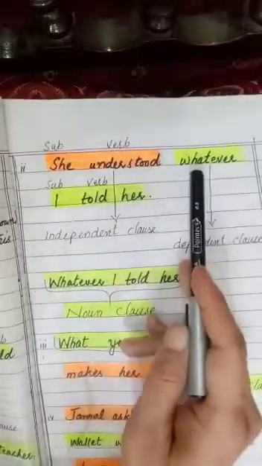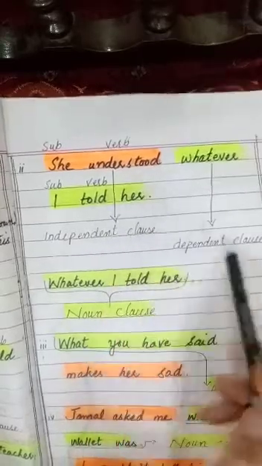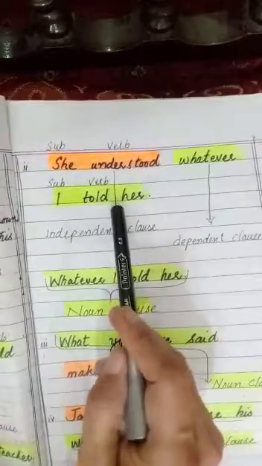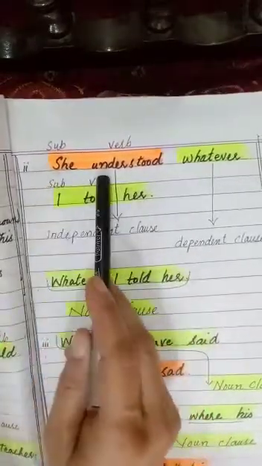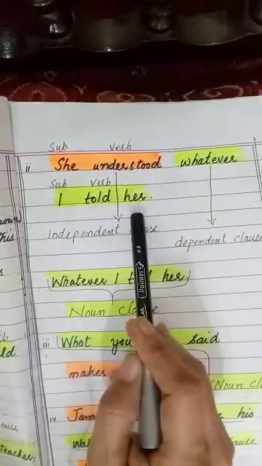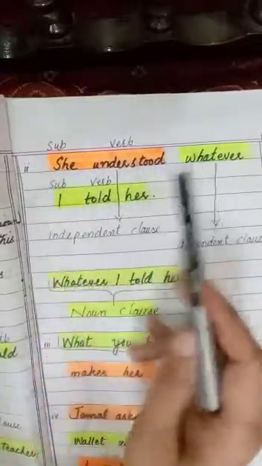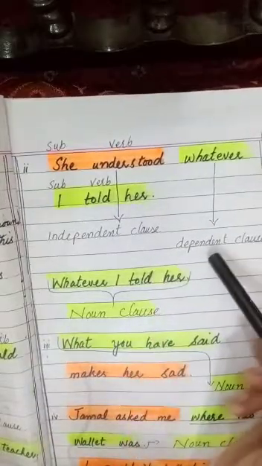Okay, dependent because starting with conjunction and does not clear the complete idea and thought. That's why this is dependent clause. This dependent clause is called noun clause because this is the reply of what. If I say, what did she understand? She understood whatever I told her. For what? For this question, what? This is the reply. So this reply is dependent clause which functioning as noun clause in this sentence. Okay.